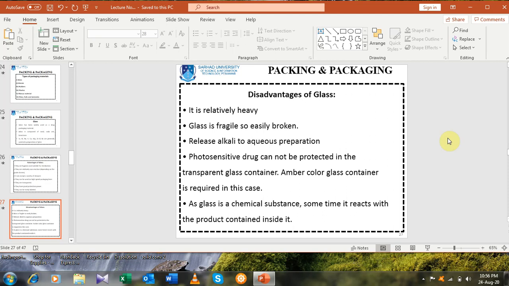As glass is a chemical substance, sometimes it reacts with the product contained inside it. Because of the composition, there are certain chemical substances which may react with the product contents, and in this way the chemical reaction can deteriorate the stability and efficacy of the product.